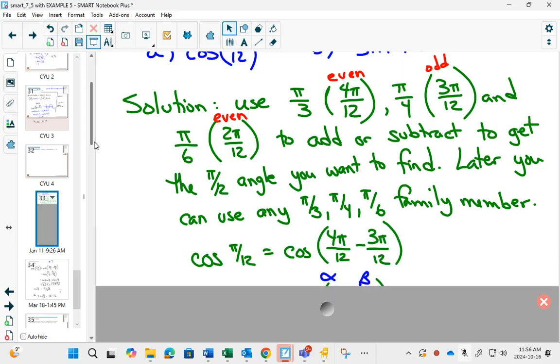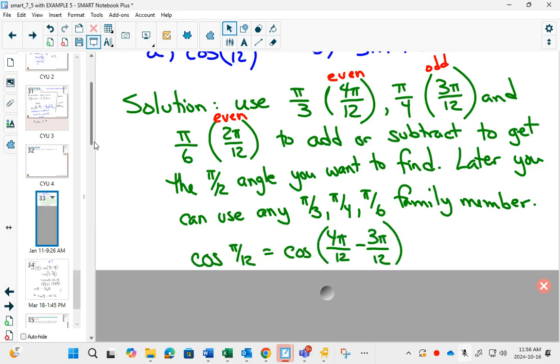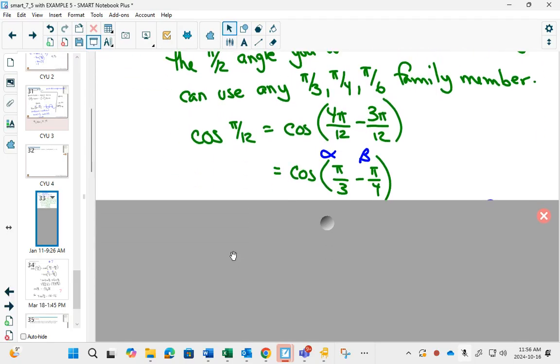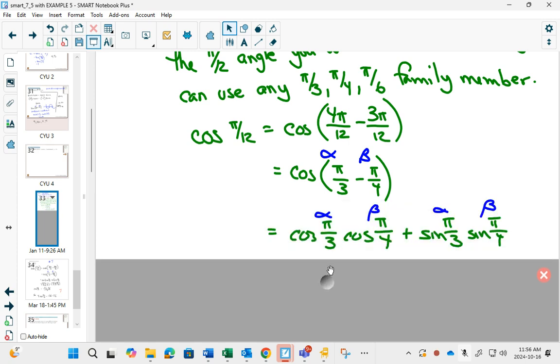So step 1, for figuring out cos of pi over 12, I choose 2 of them to subtract. And 4 pi over 12 is pi over 3, and 3 pi over 12 is pi over 4. So now I have an alpha minus beta formula, where pi over 3 is my alpha, and pi over 4 is my beta. So if I go to my formula sheet and plug things in, the cos alpha minus beta formula is cos alpha cos beta plus sine alpha sine beta.